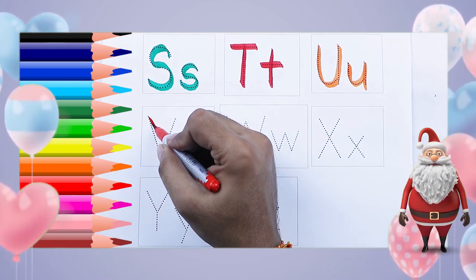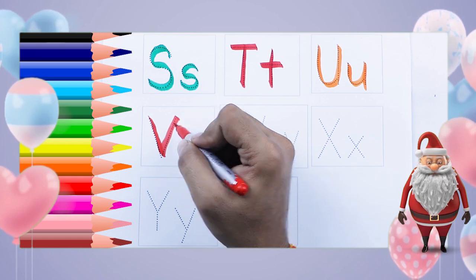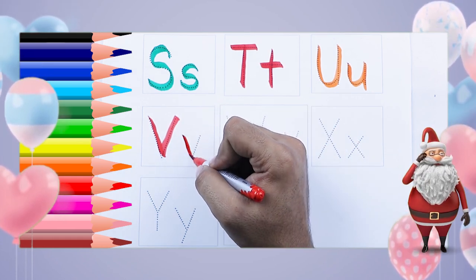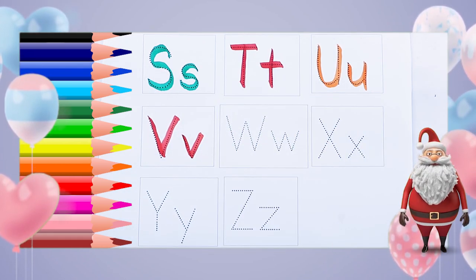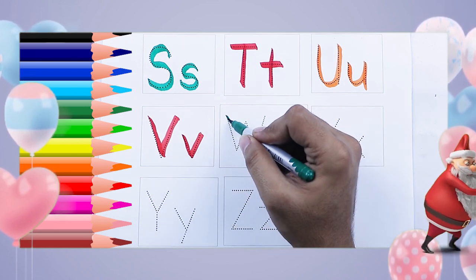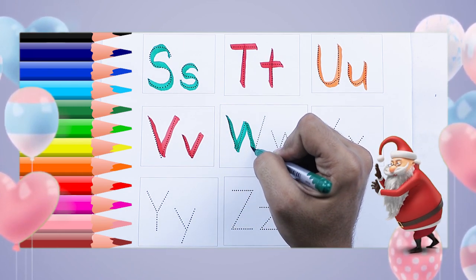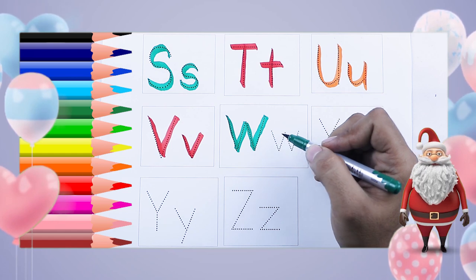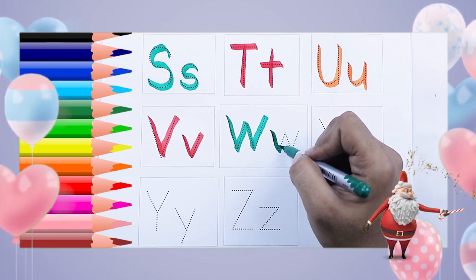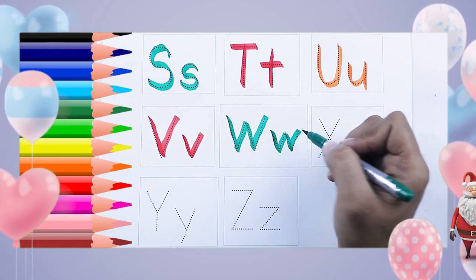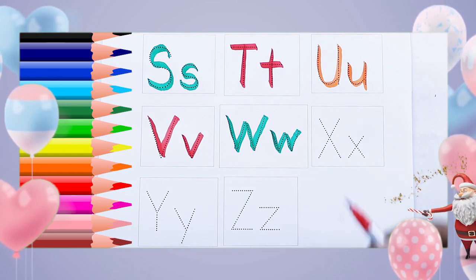Red color, V, capital V, V for van. Red color, small v, V for van. Green color, W, capital W, W for watch. Green color, small w, W for watch.